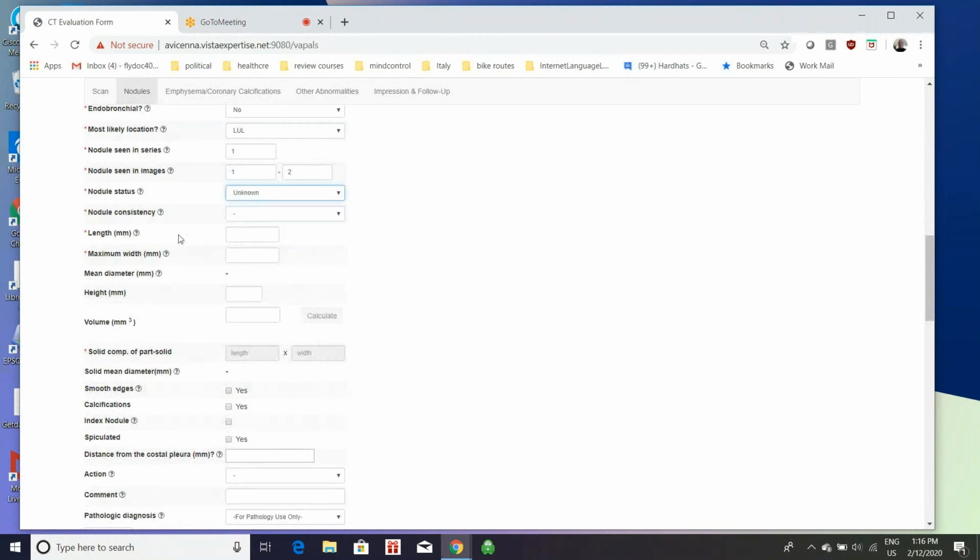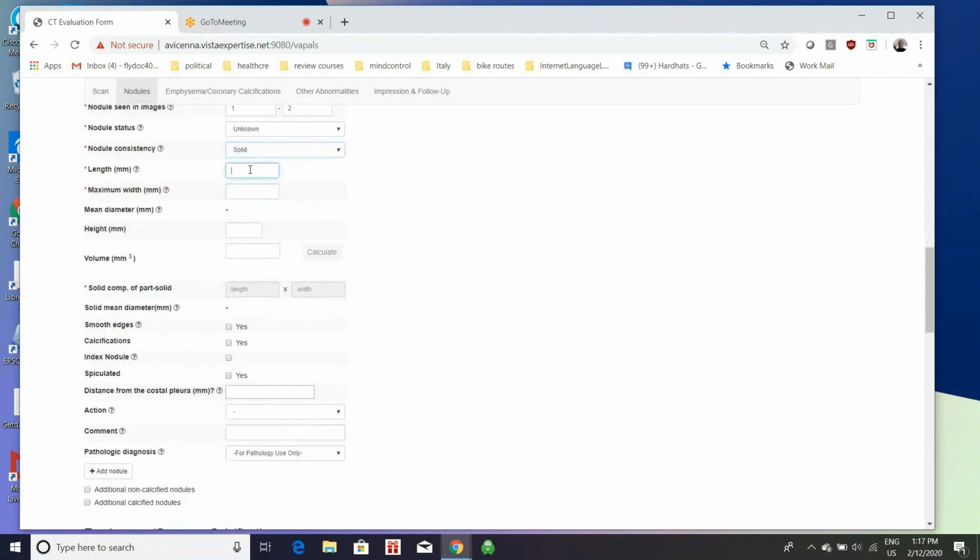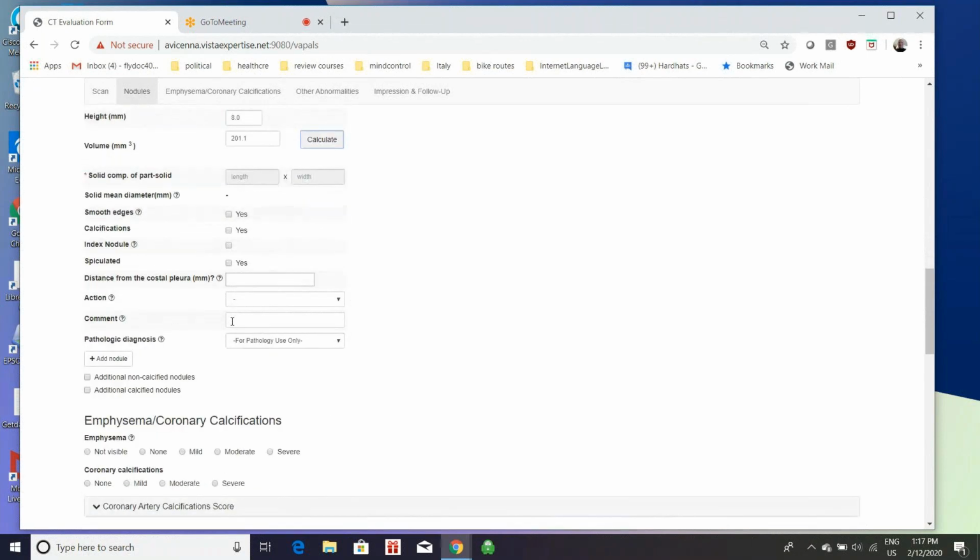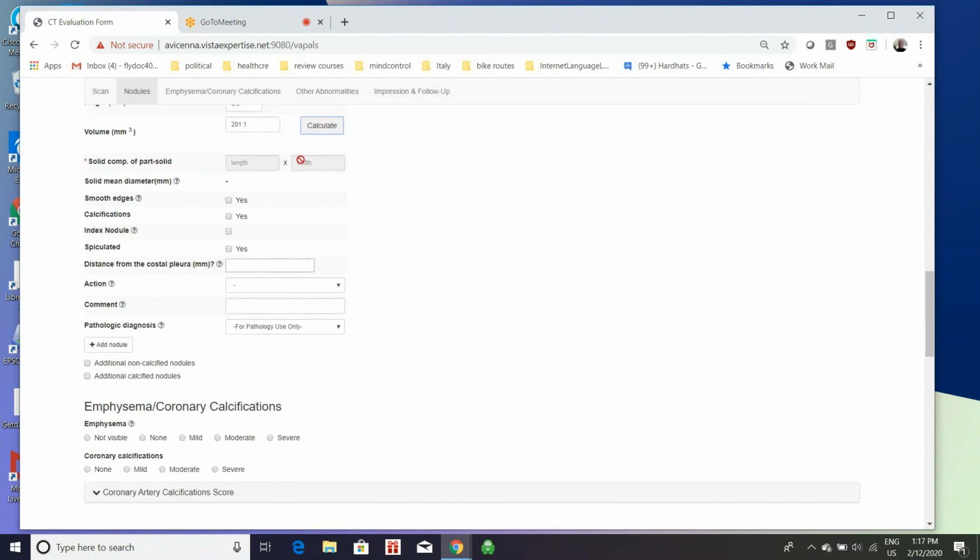And we don't know the status of this nodule, but we do know from the look on the CT that it's a solid nodule. And then we'll just make some things up here about the size of it. And it can calculate the volume for you if you give it those three things. This is a closed field because it's totally solid. It's not part solid. If it was semi-solid, then it would want to know the length and width of the solid part. And you can give some other characteristics of the nodule right here by making these checks.